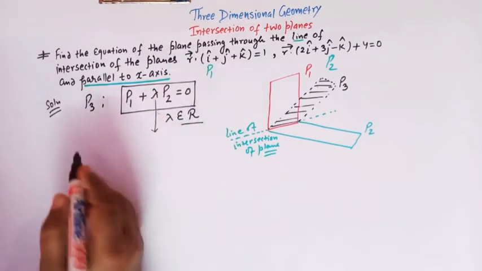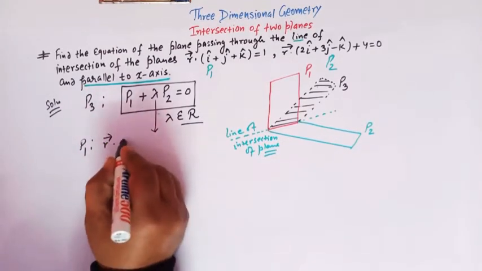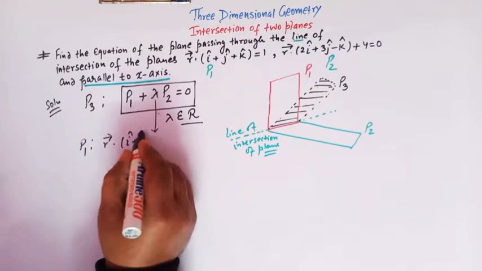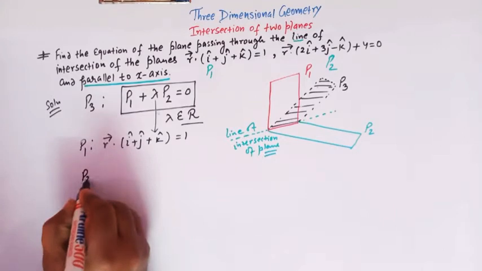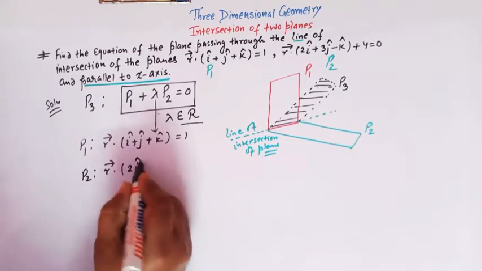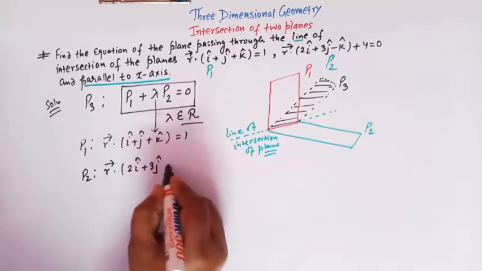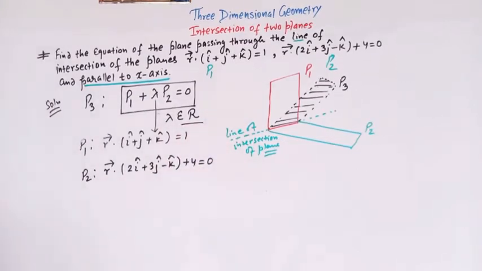Now first of all, here we have P1, which is r dot (i cap plus j cap plus k cap) is equal to 1, and P2 is r dot (2i cap plus 3j cap minus k cap) plus 4 is equal to 0. Now let us first convert these two vector equations into Cartesian form.